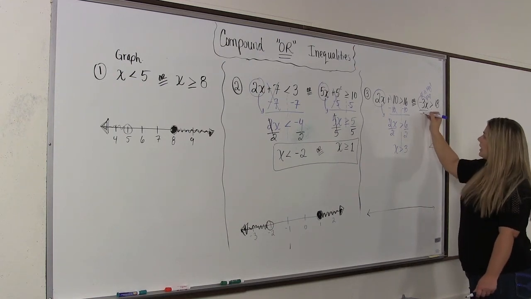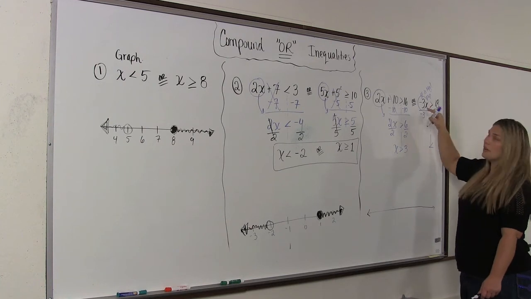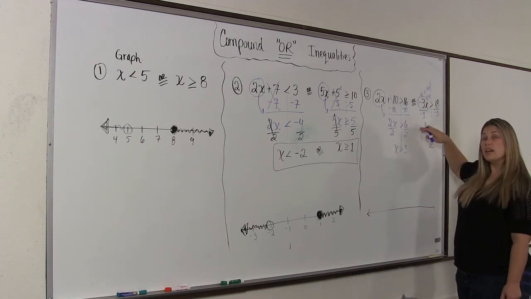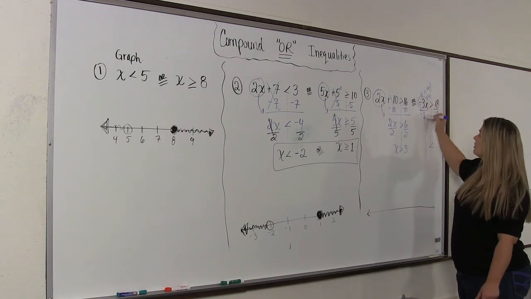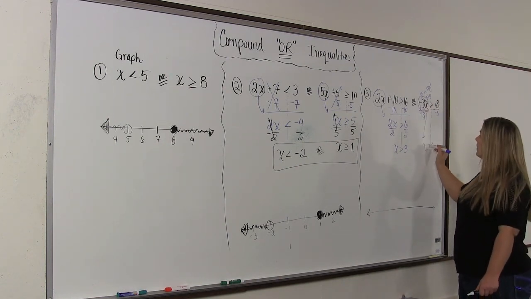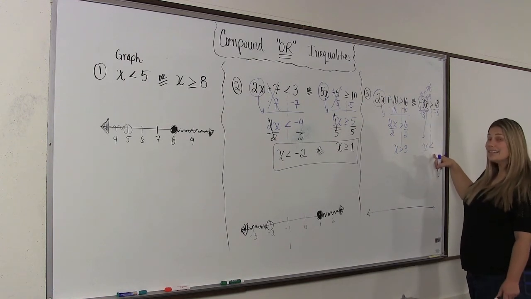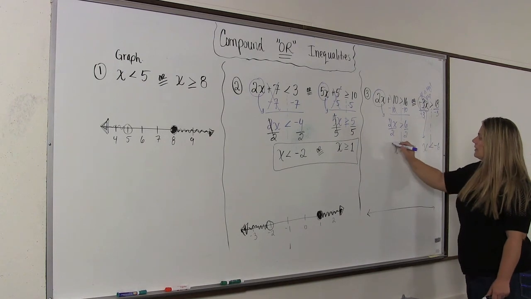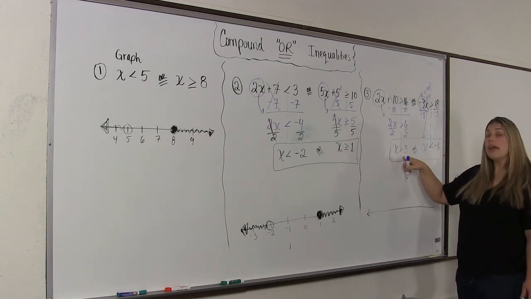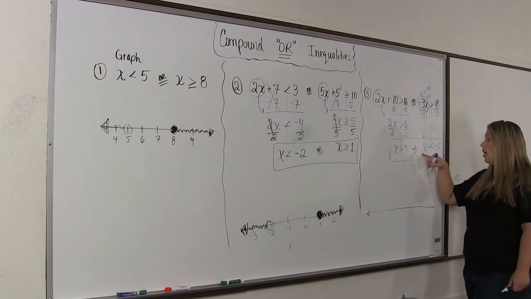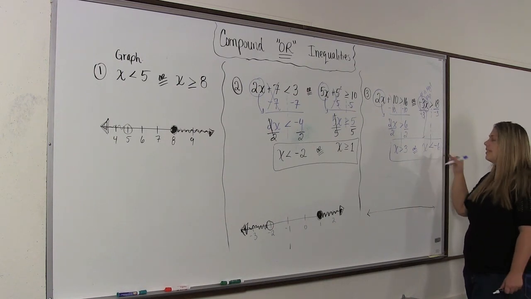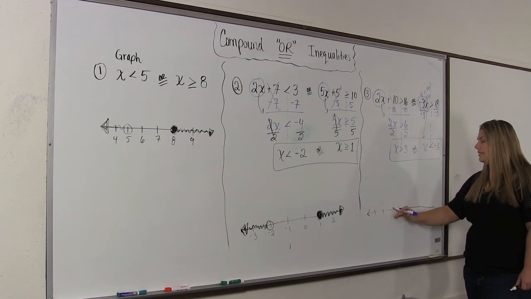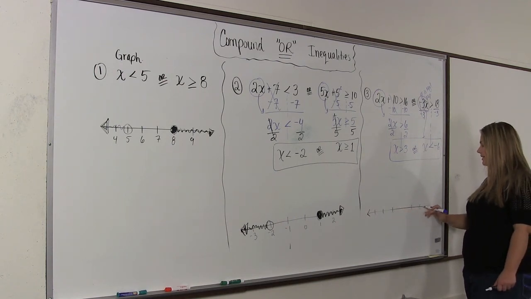So I really only have a one-step inequality right here. To get rid of a multiply negative 3, I have to divide by negative 3. But what I do to one side, I have to do to the other. So I end up with x is less than negative 6. So for my final answer, I have x is greater than a positive 3, or x is less than a negative 6. So I have to include everything from negative 6 to positive 3.